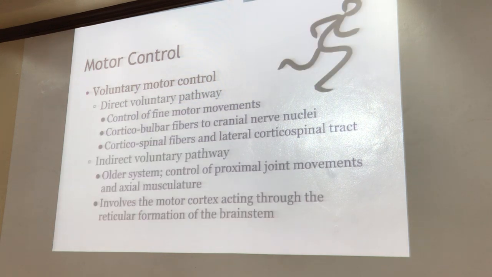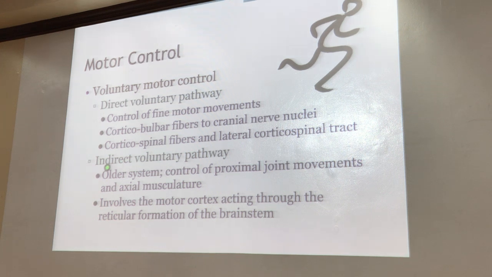Pag voluntary motor pathway, so this is for finer control of motor movements. Usually this would involve, for cranial nerves, yung corticobulbar fibers, and for the spinal cord would be the corticospinal fibers and the fibers from the lateral corticospinal tract. How about the indirect voluntary pathway?